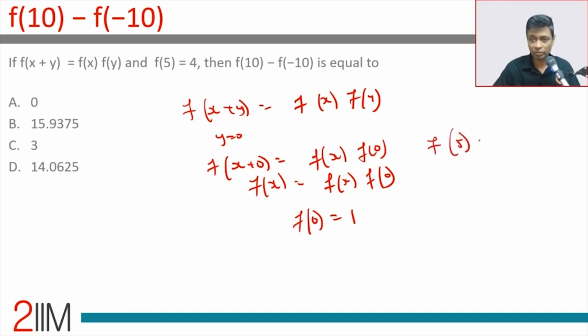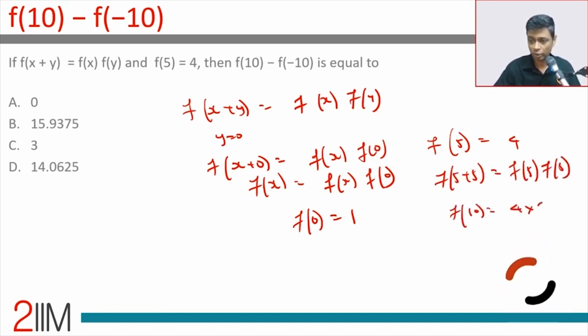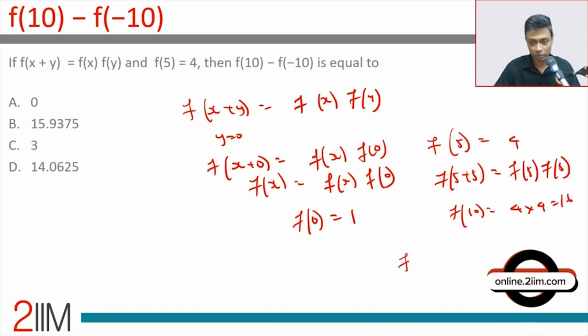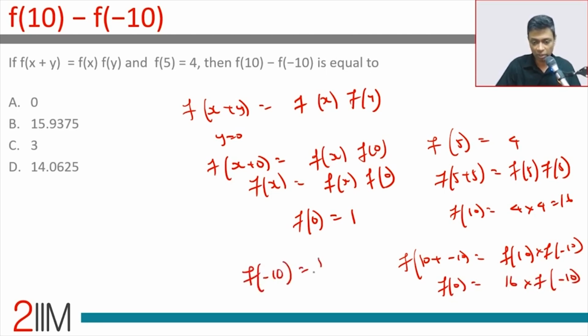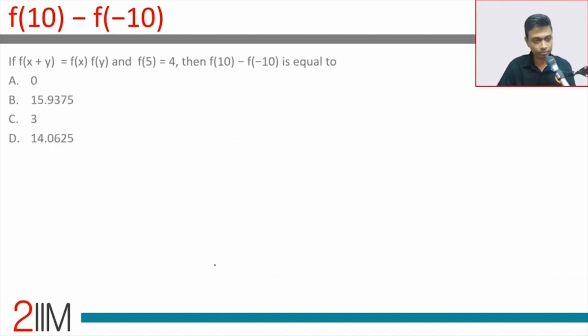So f of 5 is 4. f of 5 plus 5 is f of 5 into f of 5, or f of 10 is 4 into 4, which is 16. f of 10 plus minus 10 is f of 10 into f of minus 10. f of 0 is 16 into f of minus 10, or f of minus 10 is 1 by 16. If you're looking for 16 minus 1 by 16, it should be this. 1 by 16 is 0.0625. Even if you didn't know that, from the choices you can get there.